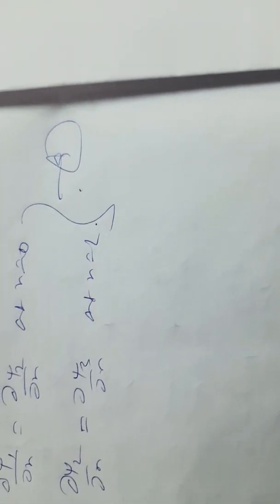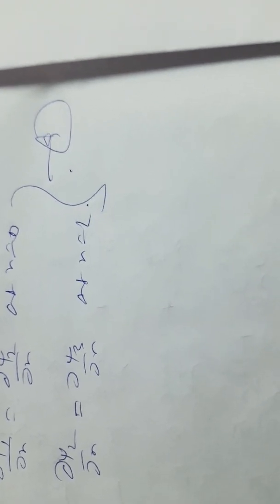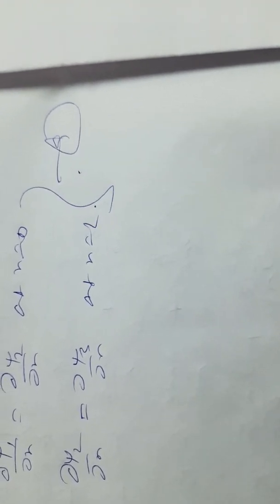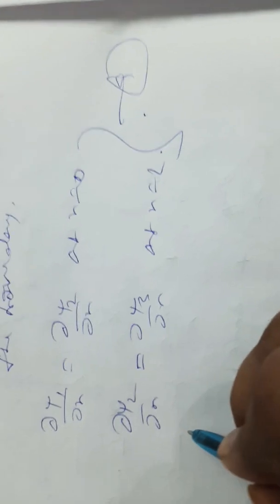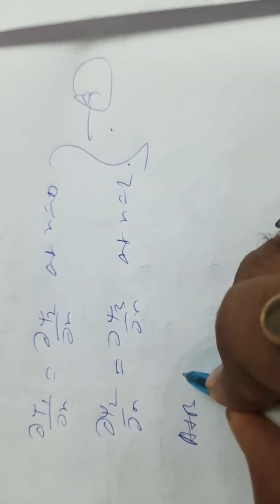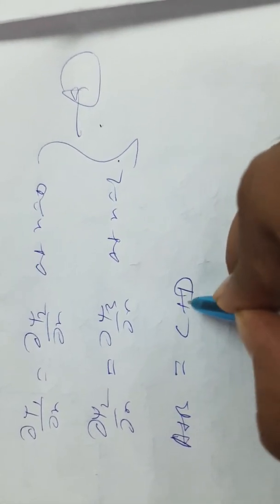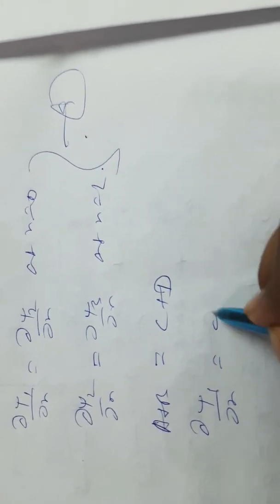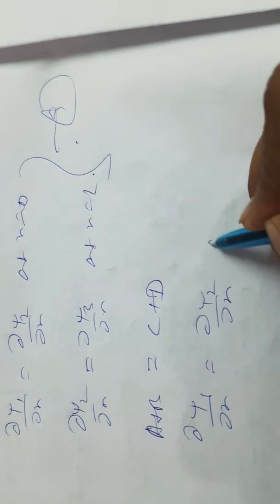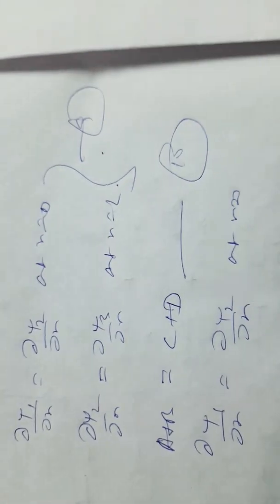Now applying boundary condition 8 to equation number 1 and 2, we'll get a plus b is equal to c plus d, and del psi 1 by del x is equal to del psi 2 by del x at x equal to 0. So this is our equation number 10.